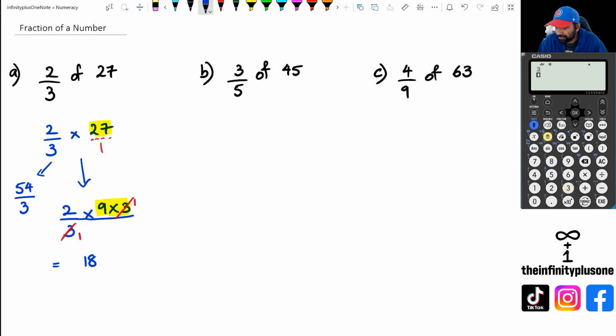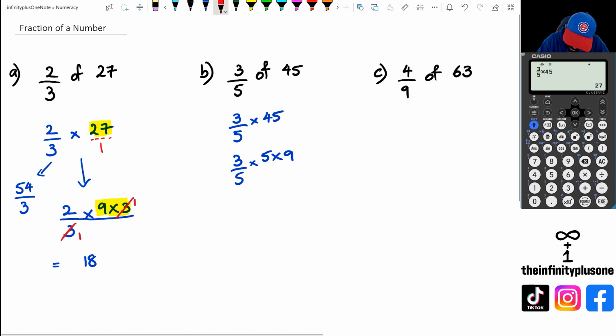So we've got 3/5 of 45. So it's going to be 3/5 times 45, and that's going to give us 27. Let's try this with the second method that I've shown you here. So 3/5 multiplied by 45. What you could do is rewrite 45 as 5 times 9. Then you can cancel out the two 5s, and you're left with just 3 and 9. So 3 times 9 is going to equal 27. As you can see, 3/5 of 45 is 27.